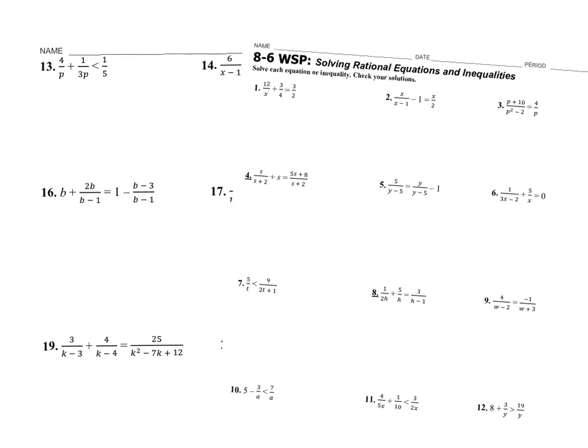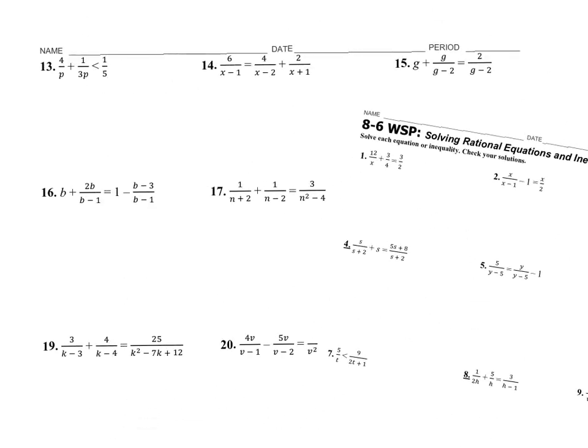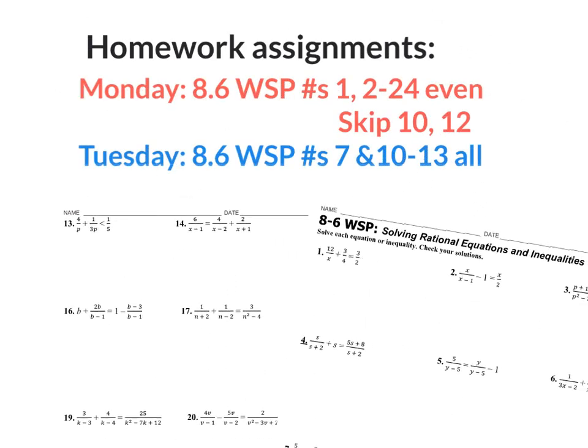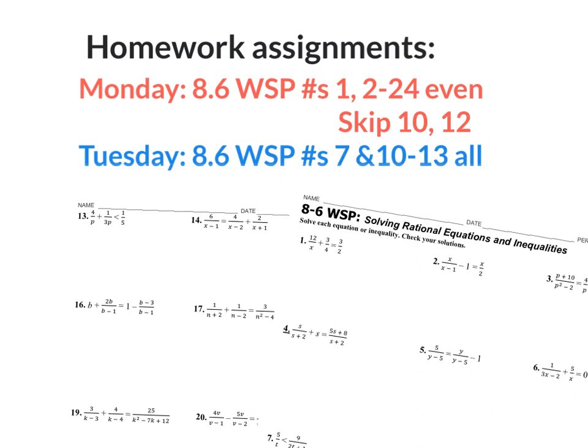This is a 2-sided worksheet. Here's the front side, here's the back side, and let's take a look at our homework assignment here. Monday, you're going to be doing 1, 2, 4, 6, 8, 10, 12, all the way to 24 even, but skip 10, skip 12. I said 10 and 12 right there, but skip 10, skip 12, all right? So that's not that many questions for Monday.